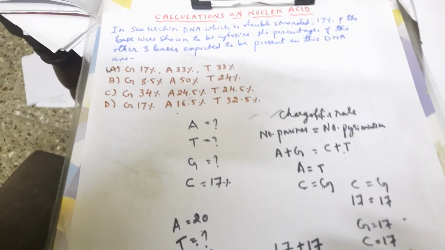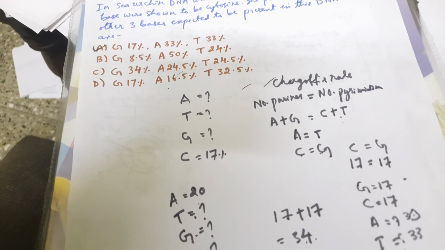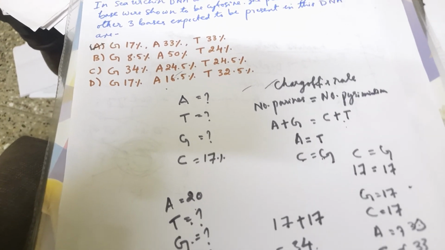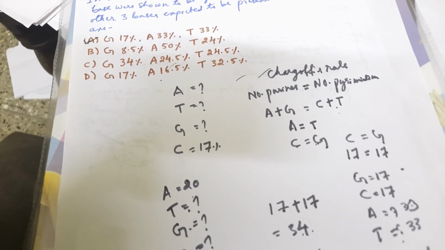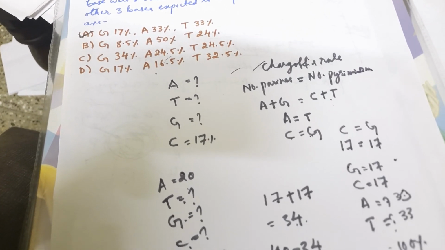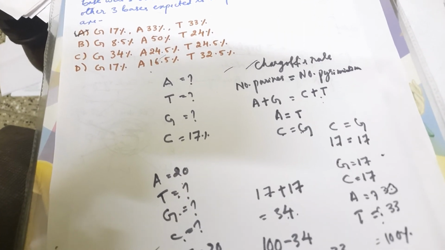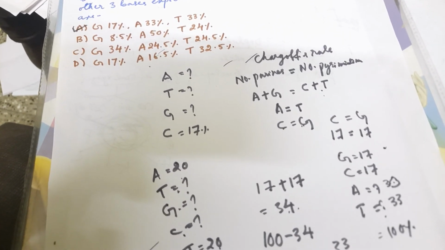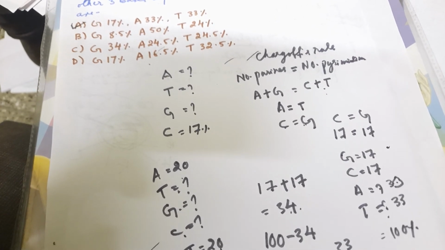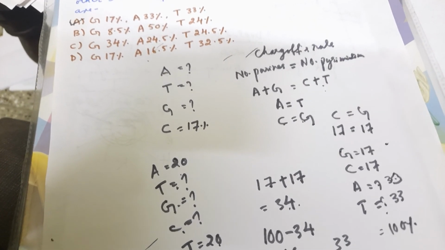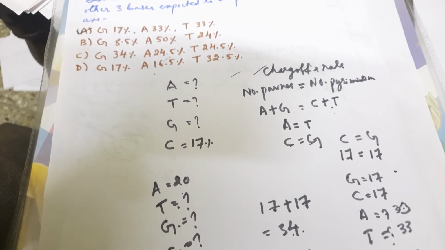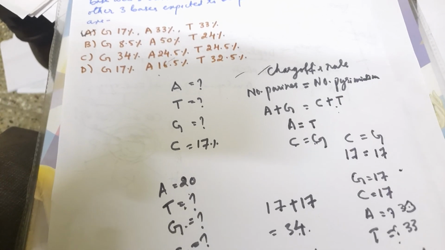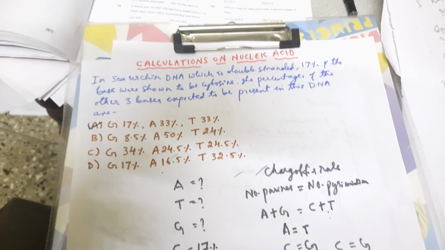In the next class I am going to explain how to calculate the total length of DNA. They will ask for nitrogen bases like base pairs, and you have to calculate the length, as well as the number of nitrogen bases. Based on that you have to calculate the nucleotides. In the next class I will teach you how to calculate all those things.